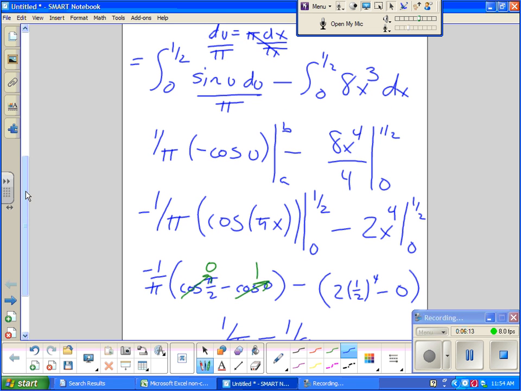Because back up here, the integral of sine is negative cosine, right? Because the derivative of cosine is negative sine. And I brought the minus out then to here. See it?